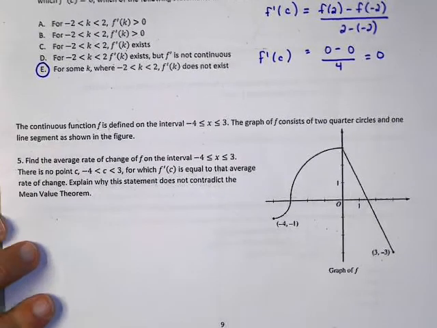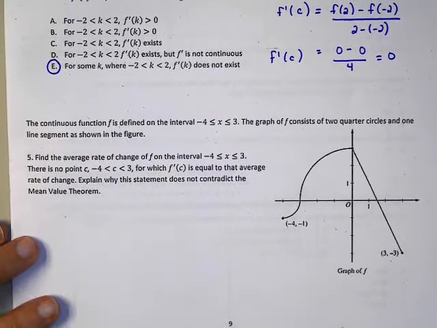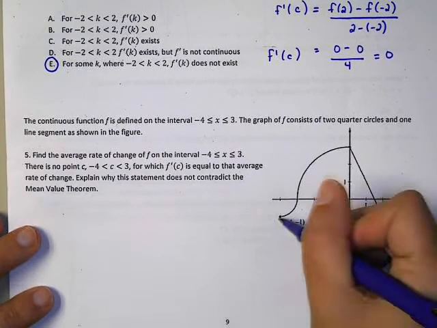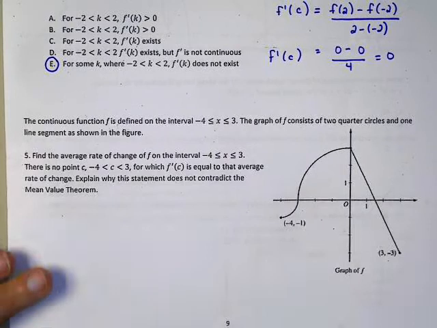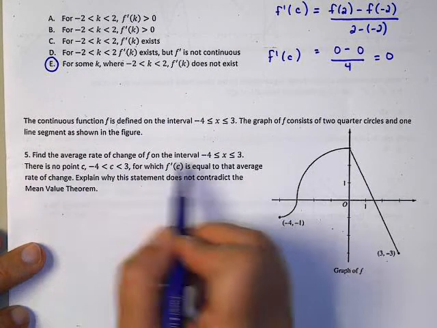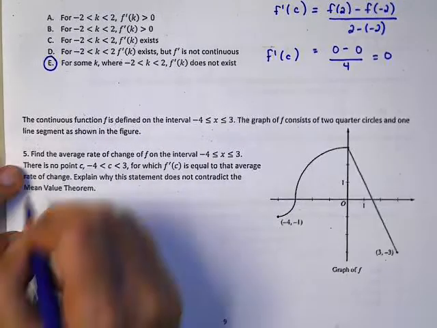Finally, this is a very common example of what looks like an FRQ on the AP test. The continuous function f is defined on the interval between -4 and 3. The graph of f consists of 2 quarter circles and 1 line segment. So we've got a quarter circle, and a line segment. Number 5 says, find the average rate of change of f between -4 and 3. Let's just start with that. So find the average rate of change.